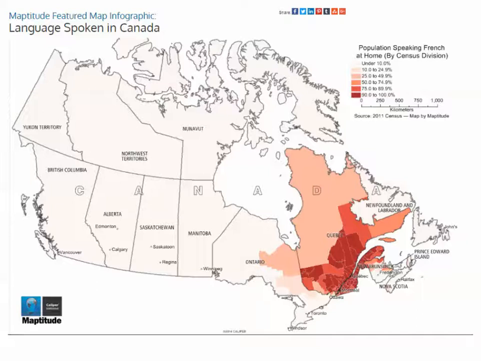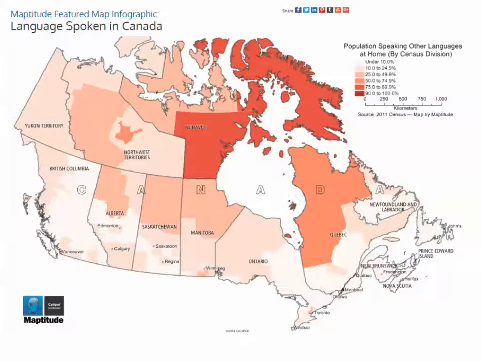When we look at French Canada, again, French colonization, we see this very strong Francophone Canada, the Quebecois region, again in Quebec, moving into Newfoundland and Labrador, and into the maritime provinces. The indigenous languages, again, far to the north, significant populations remaining there that speak indigenous languages.